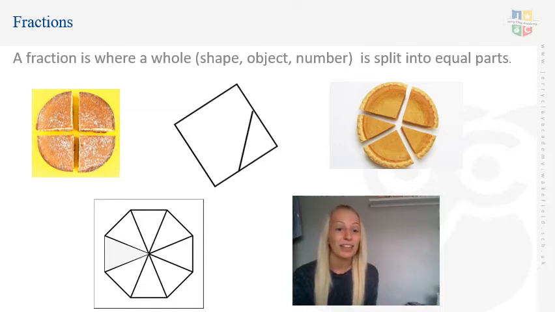Brilliant. So if we look at the first cake, it is a whole piece of cake, there's no parts missing, and it's been split into 4 parts. Are all the parts the same? Are they all equal? Yes, so that is a fraction, so we can give that one a tick.